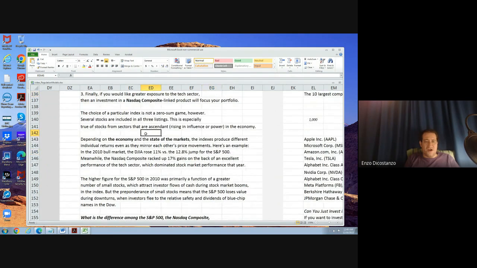Depending on the economy and the markets, indexes produce different individual returns, but they do mirror the movements of one another. So the Dow Jones can rise 10, 11%, the S&P 500 maybe a little bit more, the Nasdaq a bit more. So you can see the Dow Jones is the end of the line in terms of percentage gain, the S&P 500 is middle of the road, and when there's a bull market, the Nasdaq does the best. But again, you've got to know when to get out too.